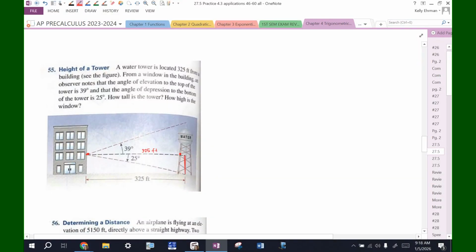So the height of the tower would be this whole thing. If I find these two vertical distances, I can add them together, and that's the height of the tower. So let's call the first one X and the second one Y. And both of those are opposite, and the 325 is adjacent. How tall is the tower is X plus Y. How high is the window? Well, the window's here, and from the ground, that's just like my Y, the way I labeled it in my picture. So let's set this one up as well. The tangent of 39 degrees equals X over 325. Actually, this one I can solve for X right away, can't I? So X is 325 times the tangent of 39 degrees.